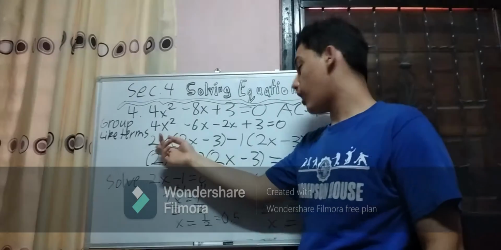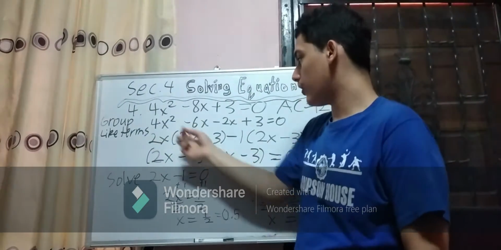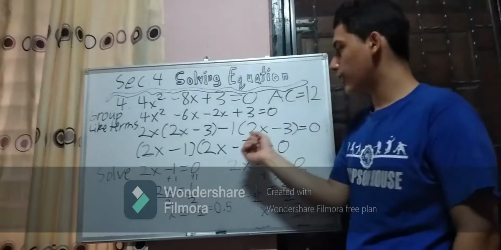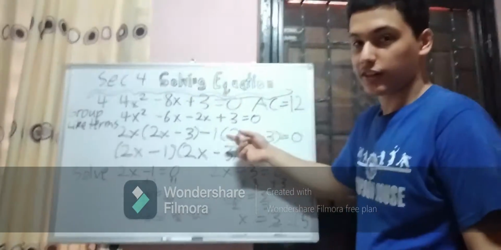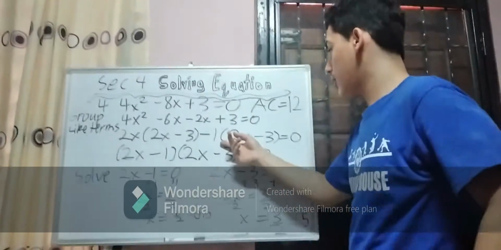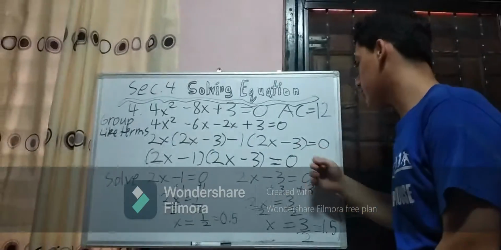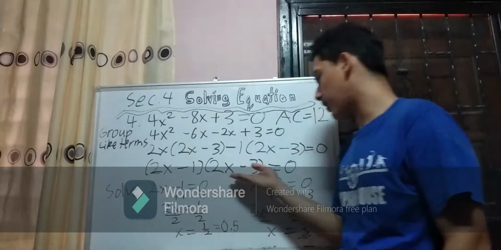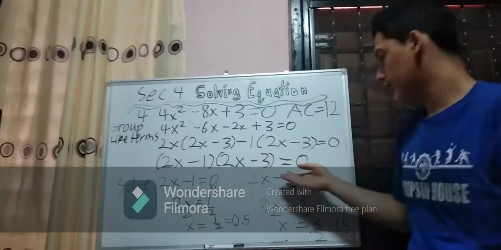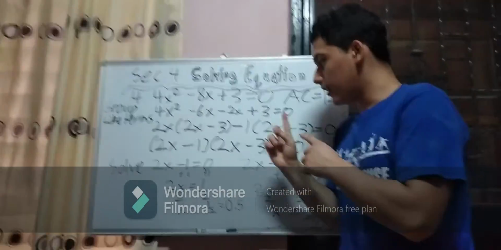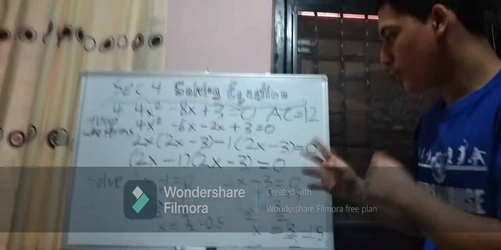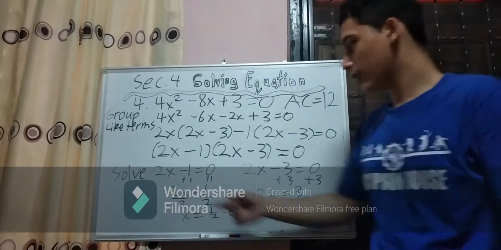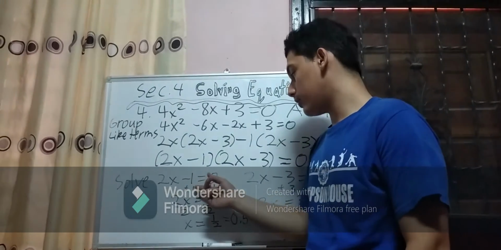I factored out 2x, and that would get me 2x minus 3. And for this one, I factored out negative 1. I got 2x minus 3. Alright, I continue and I get the algebraic equation right here, which equals 0. Now to solve for x, I have to take each one and simplify it. This is a two-step equation. So it's 2x plus minus 1 equals 0.